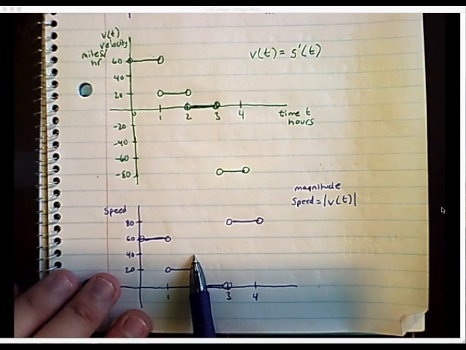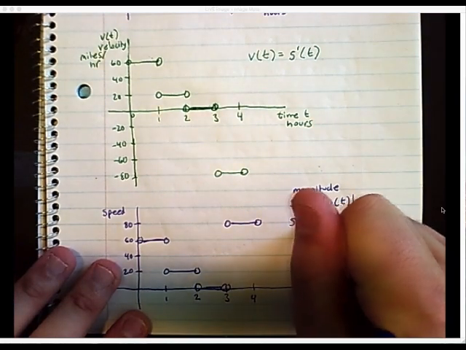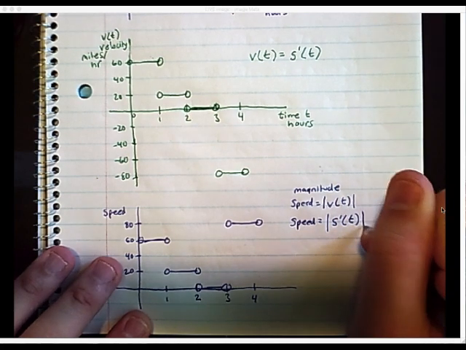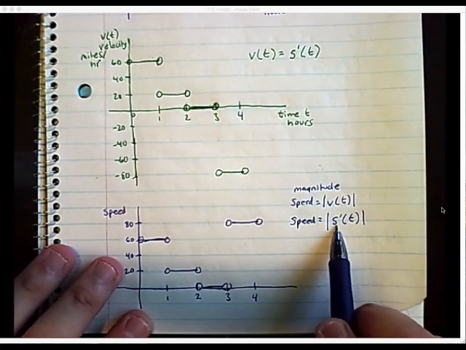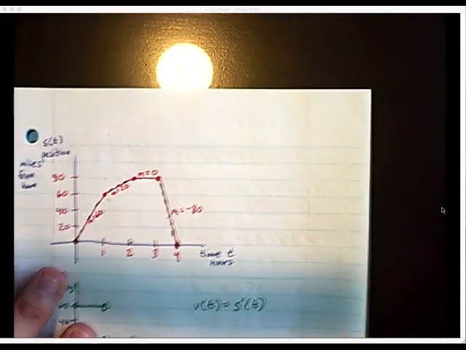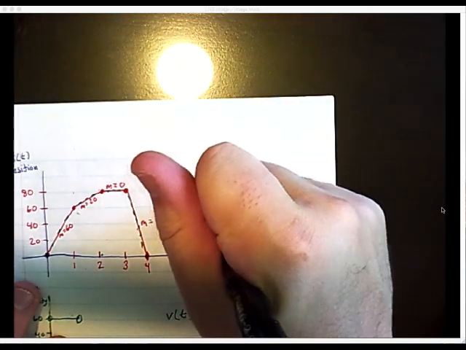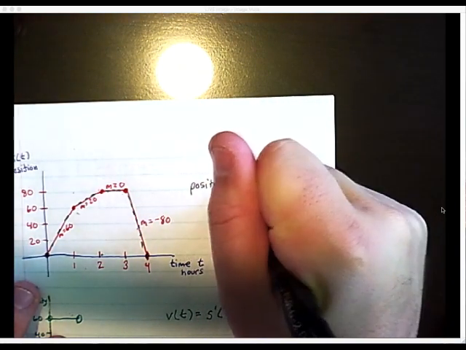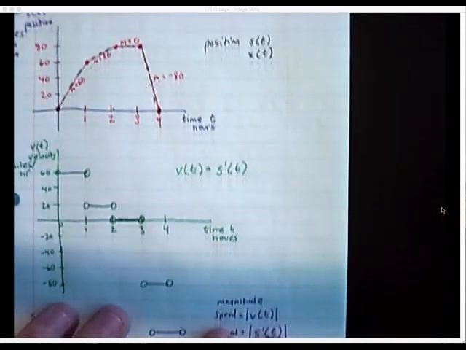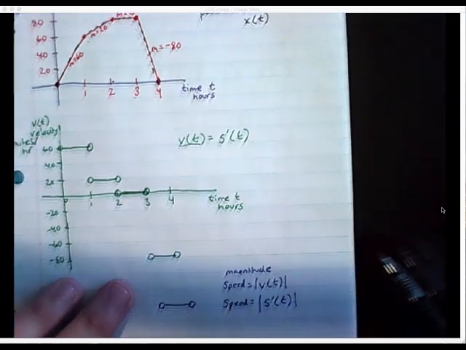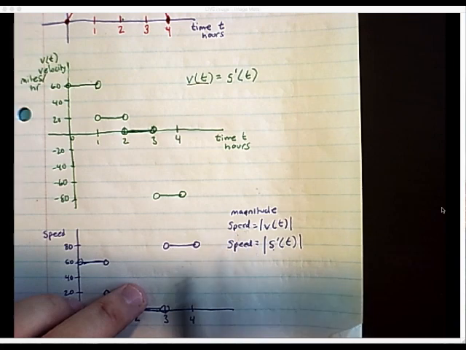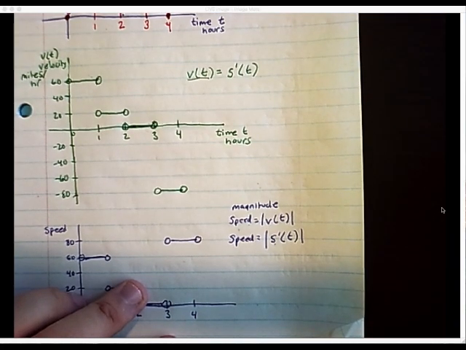So here you could also say speed equals the absolute value of the derivative of position. And this S of t means position. So there are two ways to write position usually. We usually write position either with an S of t or an X of t. We always write velocity with a V of t. And for speed, we don't have a good letter because we don't want to confuse it with position, so we just write the word speed.